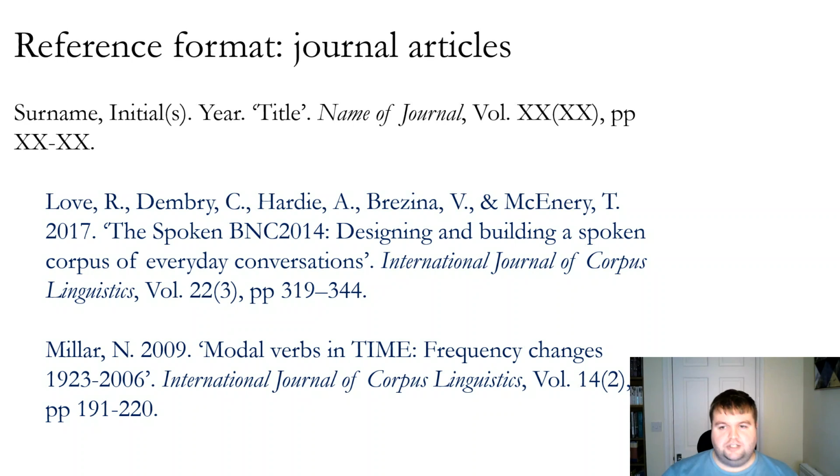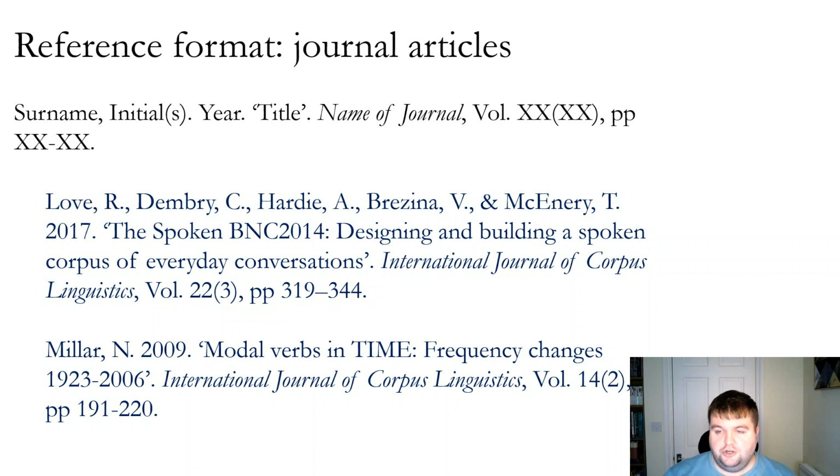What about journal articles? This is where things get slightly more complicated. For the journal article, it starts out the same as a book. So you have the surname and the initial and the year of publication. Then things change slightly. You put the title of the paper inside single quotation marks and not italicized. And then in italics, you have the name of the journal.